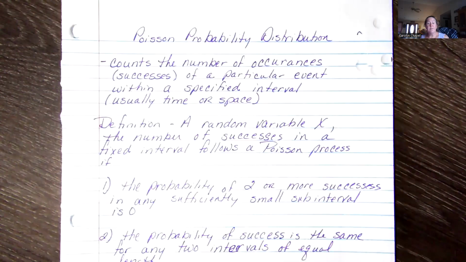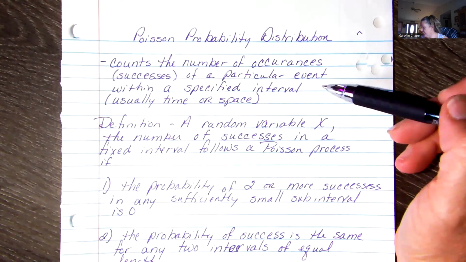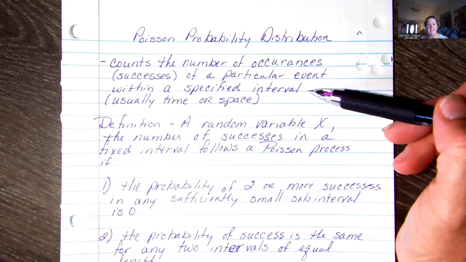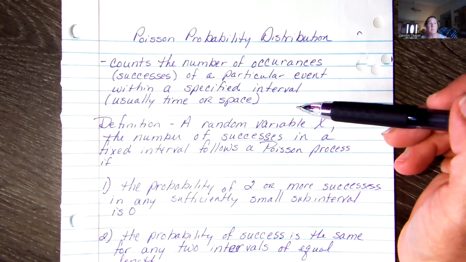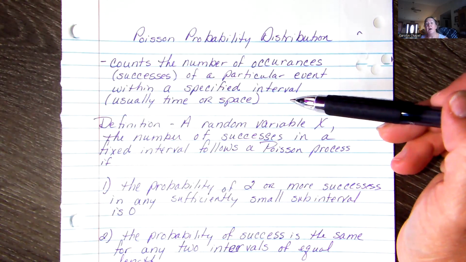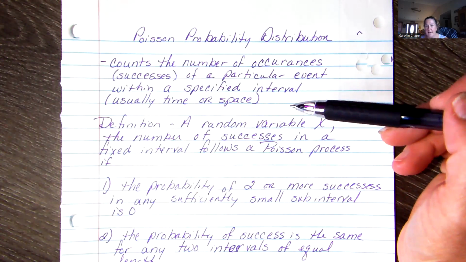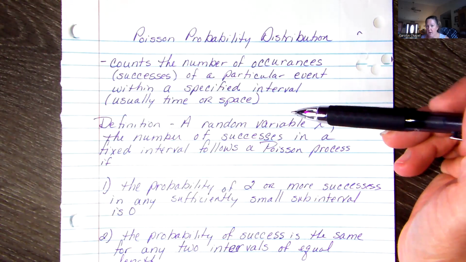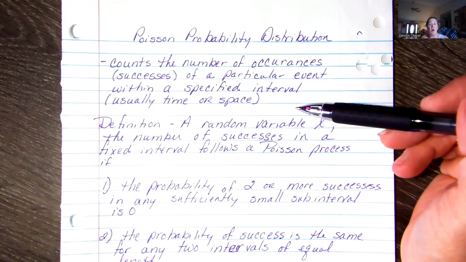So first of all, we have a Poisson. What it does is it counts the number of occurrences, or we'll call those successes, of a particular event within a specified interval. A lot of times that interval is time or space. Examples include counting how many people go through a checkout line, how many animals or critters live in a square mile, how many cars are driving across a certain bridge. So those are some of the things that I'm talking about here.